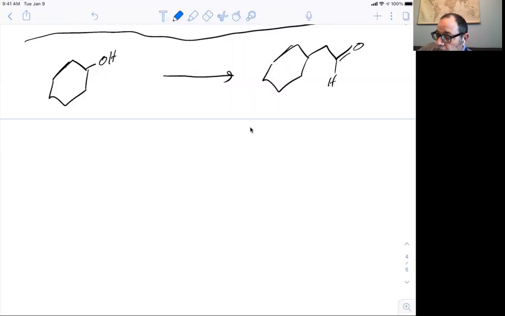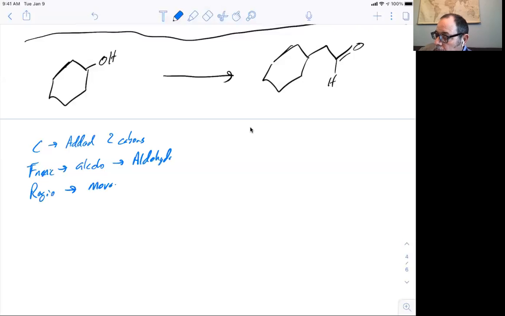Okay, so on this one, if we look at our carbon skeleton, we've added two carbons. If we look at our functional group, we've gone from an alcohol to an aldehyde. If we look at our regiochemistry, we've moved our reactive site. This is the carbon where we have an ROH, and now that's moved to this position out here. So we moved it two away: one, two, so it's on this position.